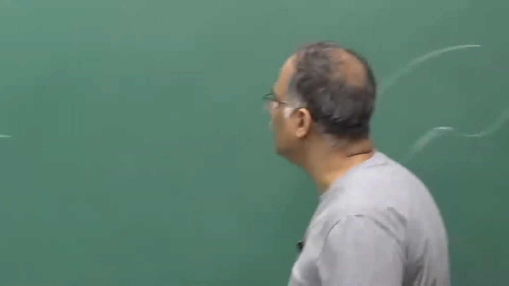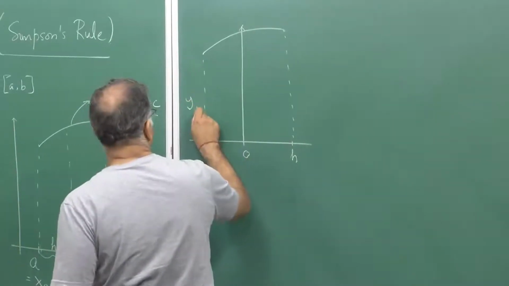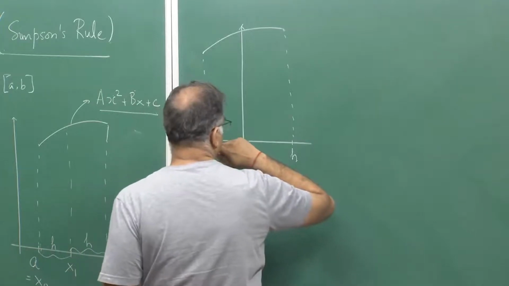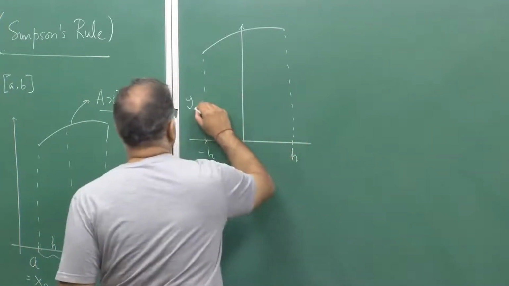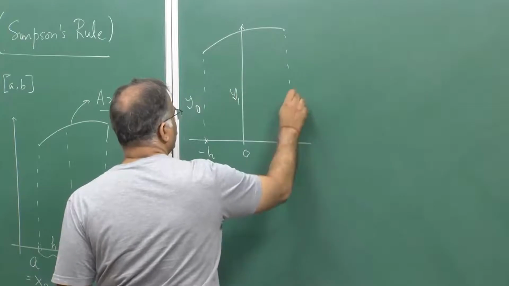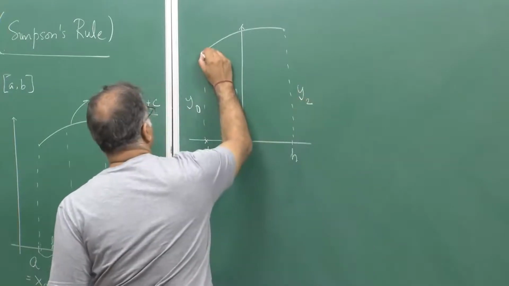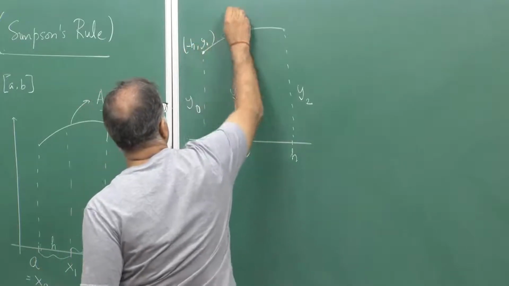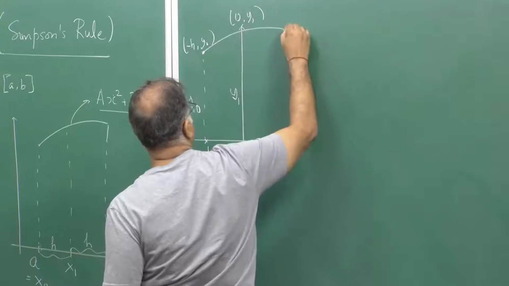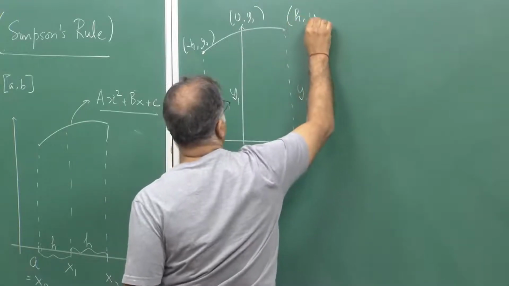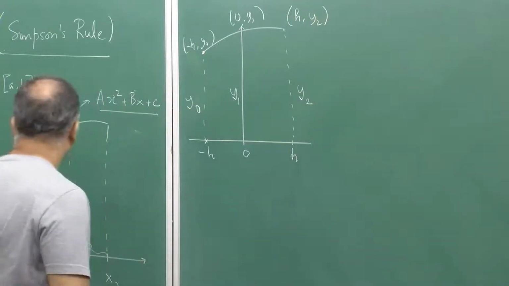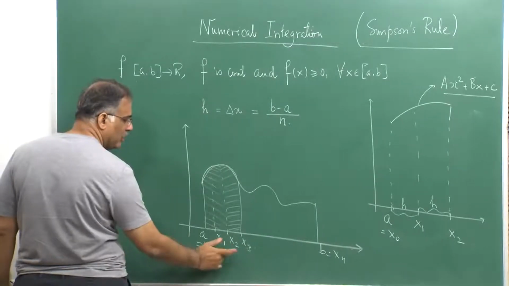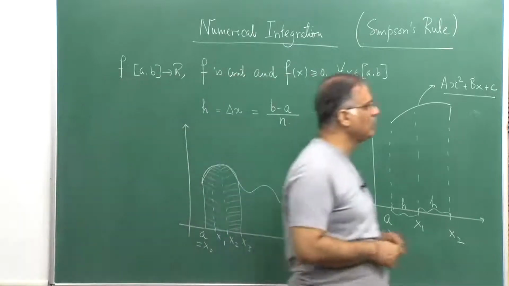So what is this area? Call this y0, this should be y1, this should be y2. So, this is the point minus h, y0; 0, y1; h, y2. Let me just try to understand, because every time we are taking a set of 3 points, here we have x0, x1, x2. So, it could be minus h, 0, h. So, we are trying to understand how to evaluate.